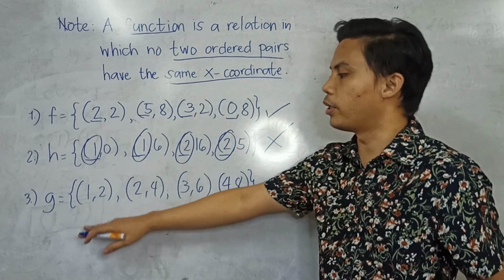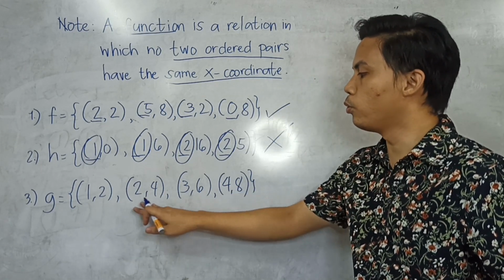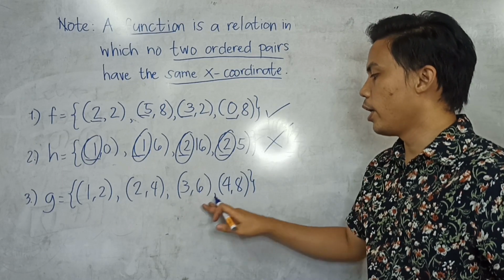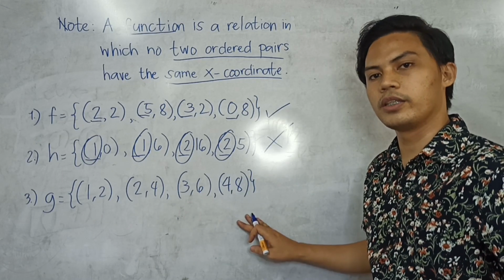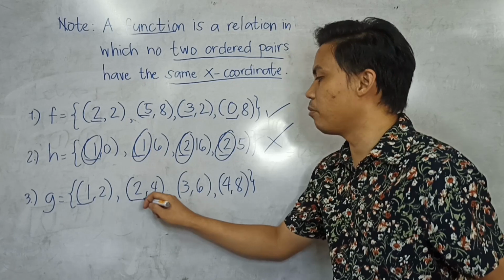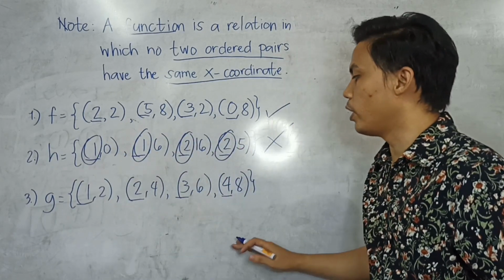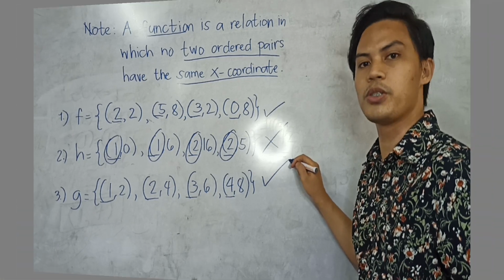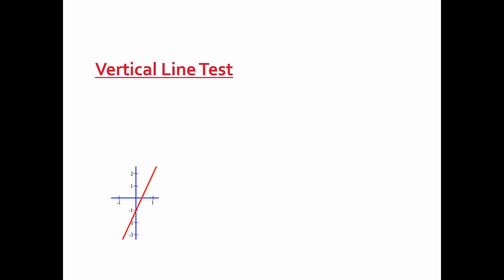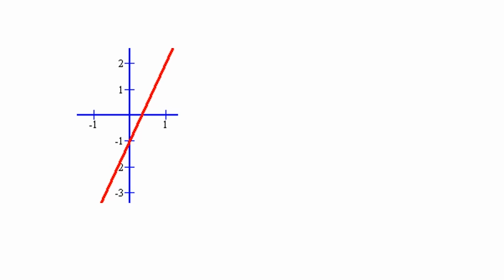How about the last one? We have (1, 2), (2, 4), (3, 6), and (4, 8). By looking or examining the x coordinates, we can say that number 3 represents a function. Method number 2, vertical line test. A graph represents a function if and only if each vertical line intersects the graph at most once.